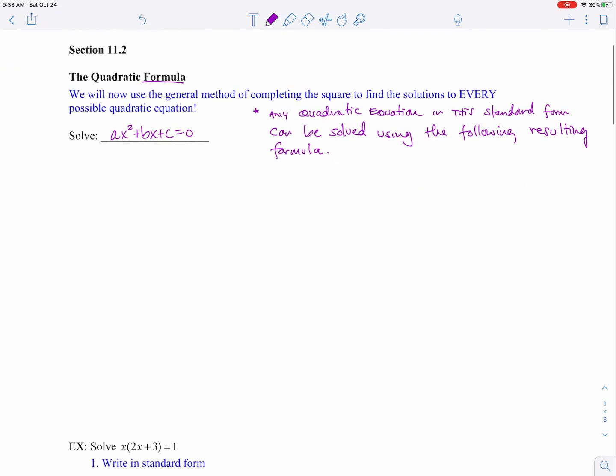So let's find it. What we're going to do is complete the square. If you remember how to do that, this is a quadratic whose lead coefficient is not necessarily 1. So the first thing we're going to do is subtract c from both sides. And that's going to give us ax squared plus bx is equal to negative c.